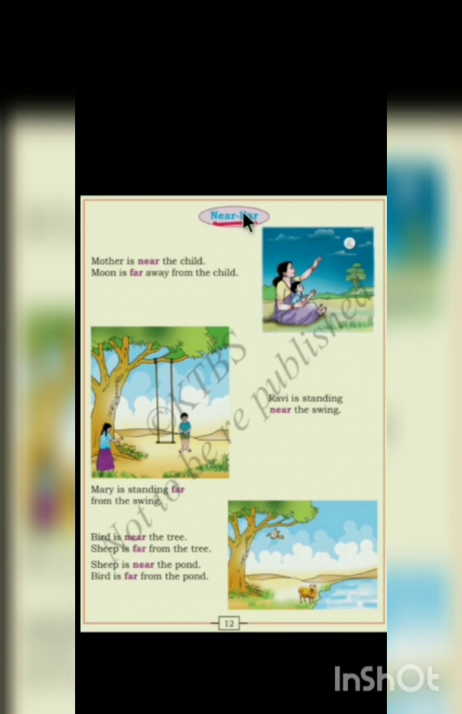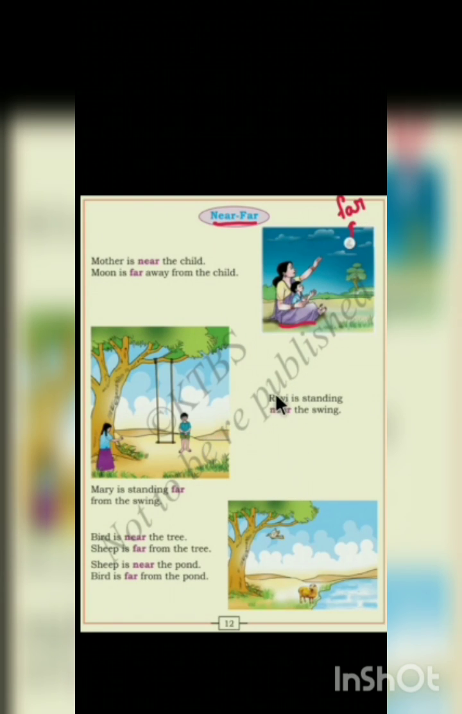Next topic, children, near and far. So let's read it. Mother is near the child. Moon is far away from the child. Who is near the child? The mother is near the child. The moon is far away from the child.